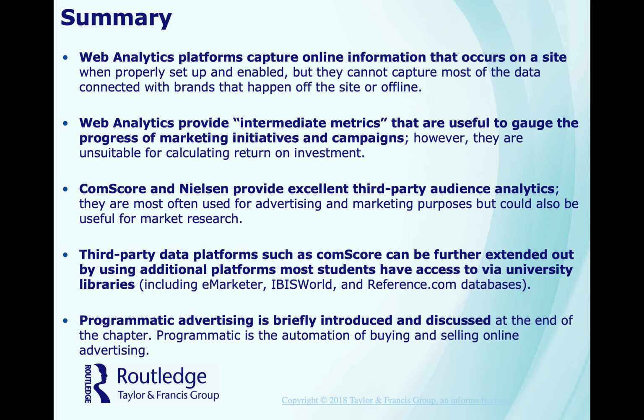We looked at how web analytics captures online information that occurs on a site. How web analytics provides intermediate metrics useful to gauge the progress of marketing. Comscore and Nielsen provide excellent third-party audiences and analytics. Third-party data platforms like Comscore can be further extended by using additional platforms that most students have access to at a university and library. And then programmatic advertising is briefly introduced and discussed in this chapter.